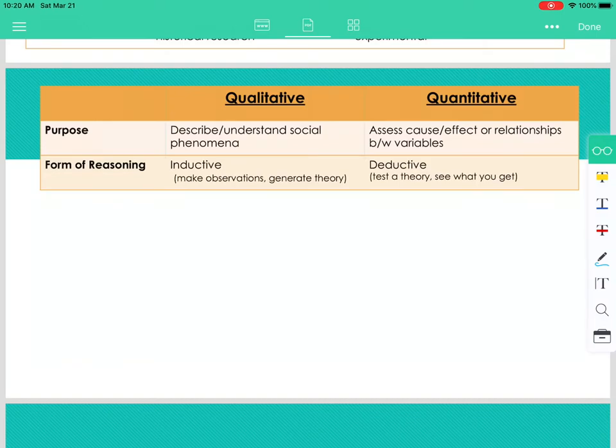Inductive means that you're working from making observations and then from those observations trying to generate a theory, versus deductive, where you have a theory, you test it, and you see what you get.